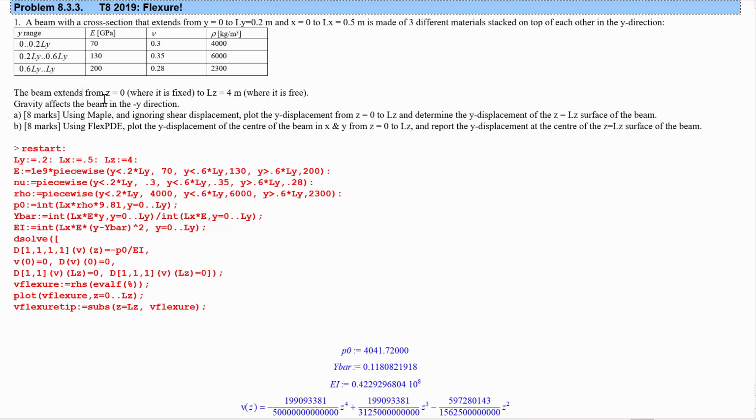So this beam extends from z equals 0 to z equals Lz and has 3 different materials depending on what the y parameter is. Then we're going to have gravity affect it in the negative y direction, so downward. And then what else do we have? No moments applied. Okay, so just gravity. And then using Maple, ignoring shear displacement, plot the y displacement from z equals 0 to Lz and determine the y displacement of the z equals Lz surface, so the far Lz surface. Then using Flex, plot the y displacement of the center of the beam in x and y from z equals 0 to Lz, and report the y displacement at the center of the z equals Lz surface of the beam.